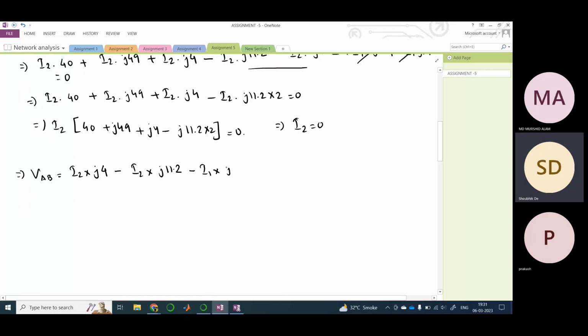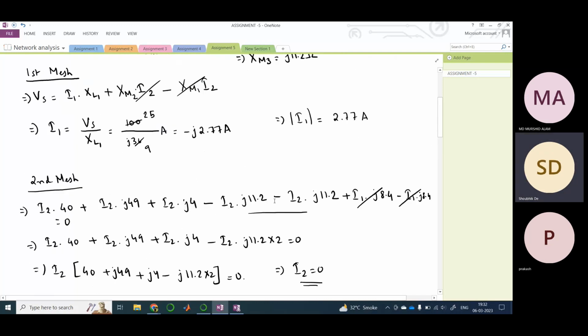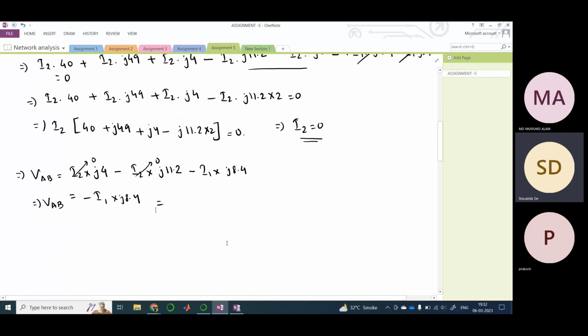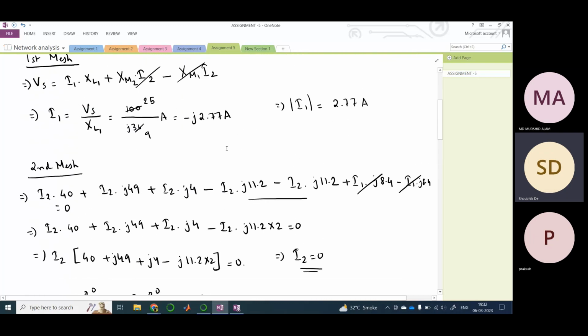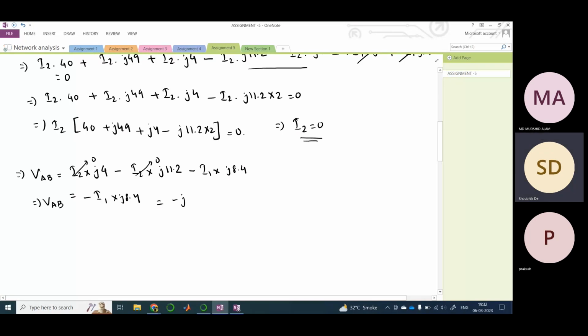So this is I1 into J8.4, right? So this is the potential difference across VAB. Therefore, this would be 0 and this is 0. We already saw I2 is 0. Therefore, this is minus I1 into J8.4. This is the value of VAB. Now, what is I1? We won't replace the RMS value. We'll just replace this. So this is minus J2.77 into J8.4 volts.